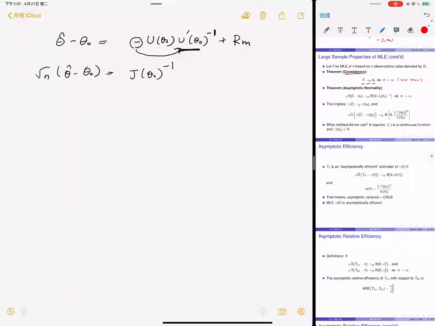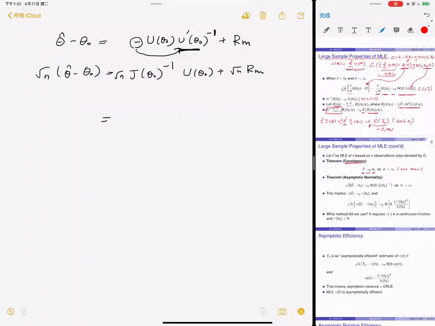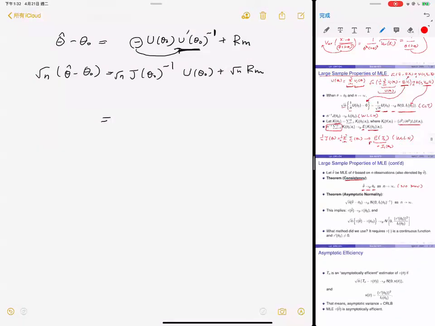Making sense? Okay. And then I also have a u function theta 0 right here. Okay. And then plus root n times Rn. Of course, find out root n right here. Okay, good. And if I purpose writing down square root n u theta right here, that means I can write down, let me jump a little bit to see if you agree.